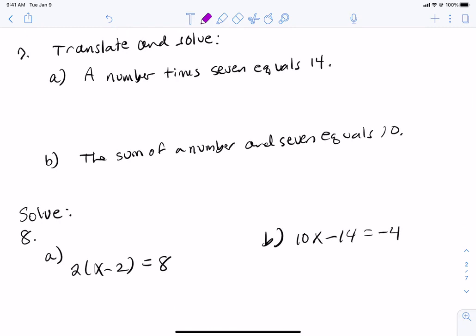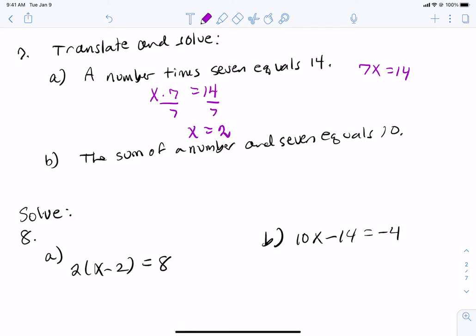Now let's take a look at number 7. Number 7 says to translate and solve. So let's go. It says a number times 7 equals 14. So all they want there is some number times 7 equals 14. And you could have even also written 7x equals 14. Either one's going to get you the same thing. And then it's just solve that equation. What do we have to do to get x by itself? Yeah, get rid of that 7, right? So if we divide by 7, we get that x is equal to 2.